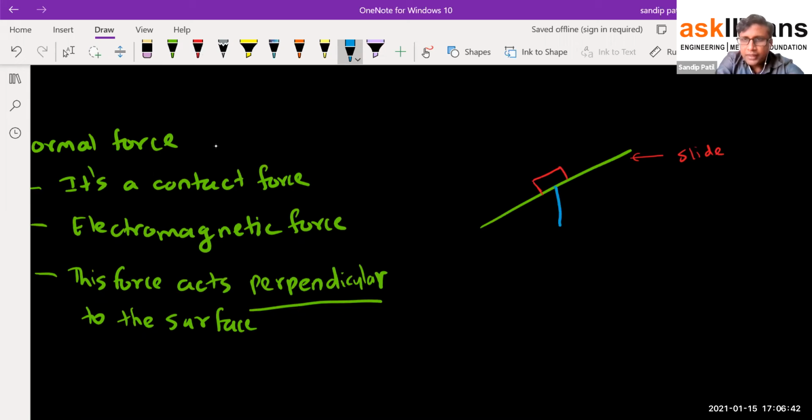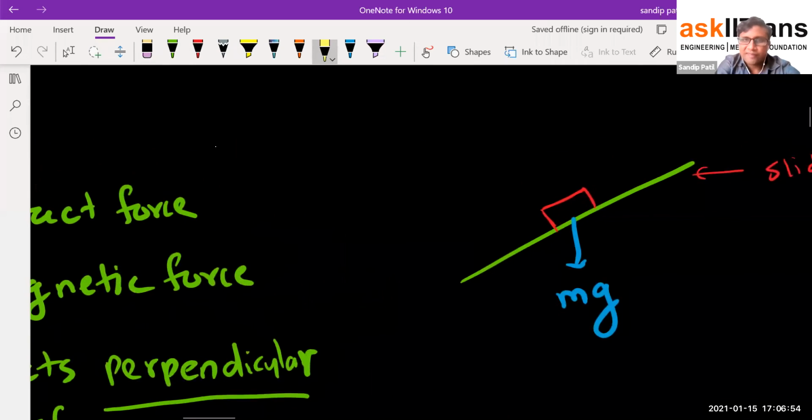mg should always look like this, that is, downward. And our normal, again, is perpendicular to the surface. So which is our surface now? This is our surface. So let's draw one force perpendicular to this. Perpendicular means this angle should be 90 degrees, right?